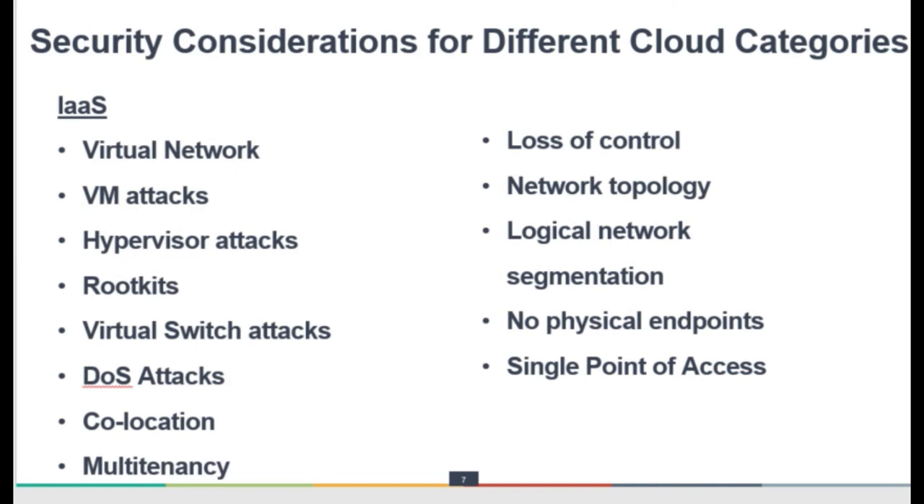Security considerations for the different cloud strategies. We have different attacks and different things in the cloud infrastructure. For example, we have the virtual network. It contains the virtual switch software that controls the traffic between virtual NIC and physical NIC.